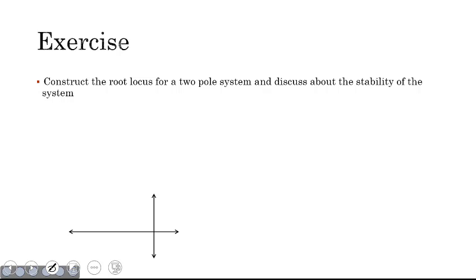Here is an exercise. What we have asked here is to consider that there are two poles in a system, and discuss the stability of the system.